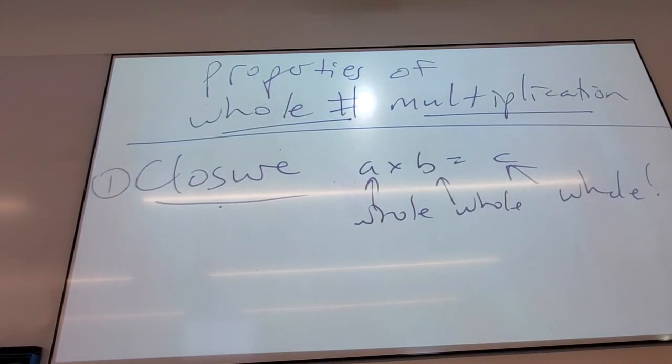Somebody remind me what whole numbers are again? Where do they start? What number looks like a whole? That's where they start: 0, 1, 2, 3. So they're counting numbers plus 0.